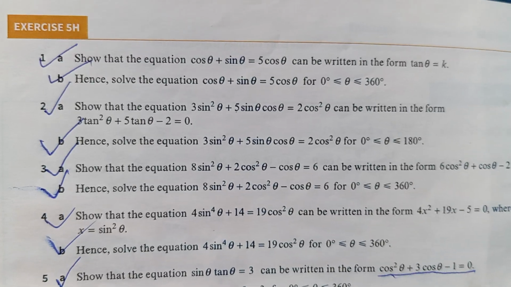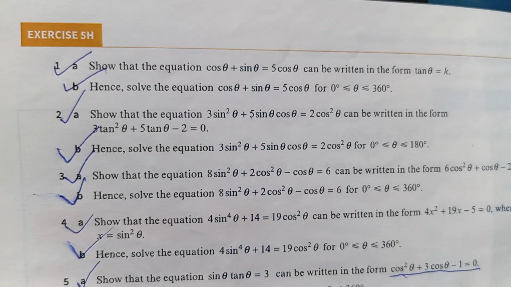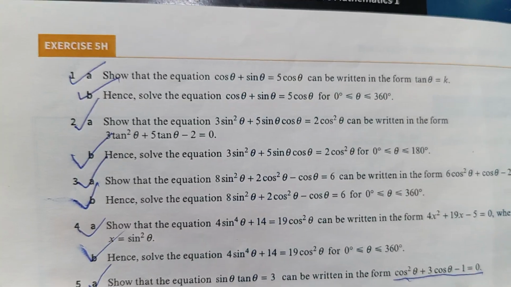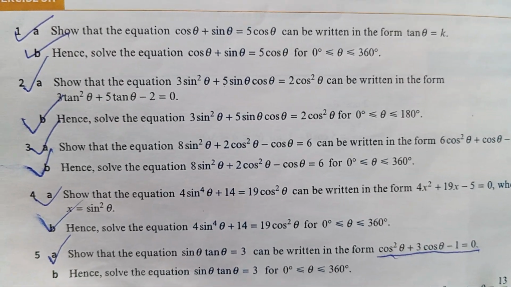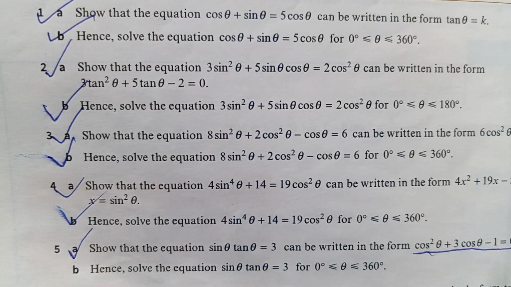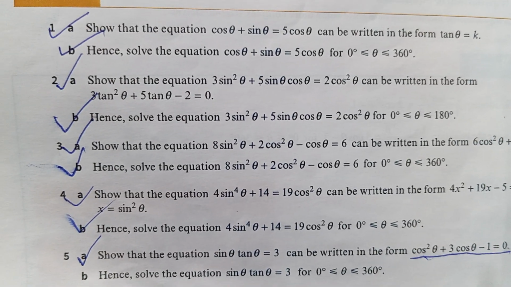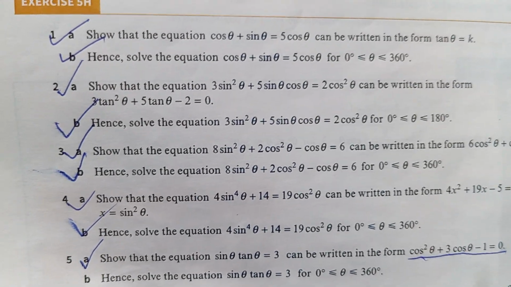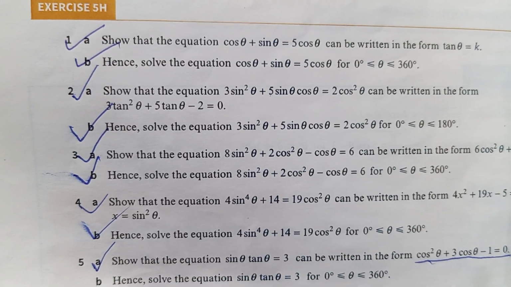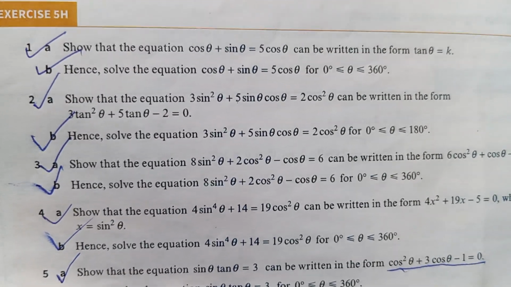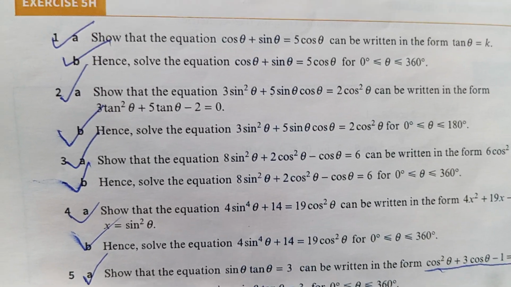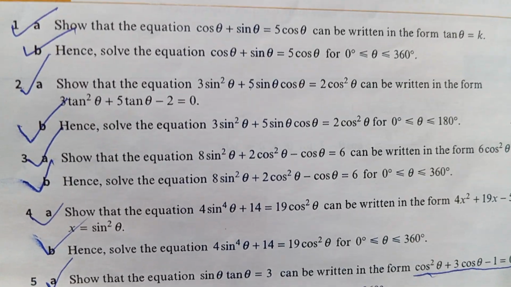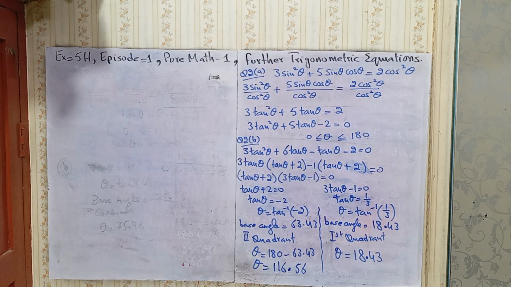So my dear students, now we are working on question number 2 of exercise 5H, and it says: show that the equation 3 sine square theta plus 5 sine theta cos theta equals 2 cos square theta can be written in the form 3 tan square theta plus 5 tan theta minus 2 equals 0. This is the A part. We have to show this, and hence solve the equation 3 sine square theta plus 5 sine theta cos theta equals 2 cos square theta for theta from 0 to 180. Okay, so here we have the solution.